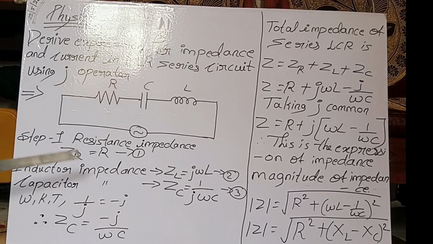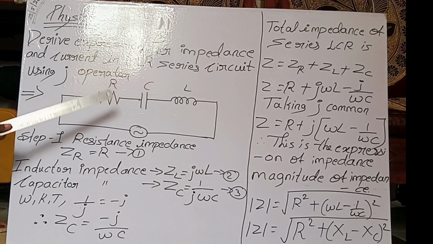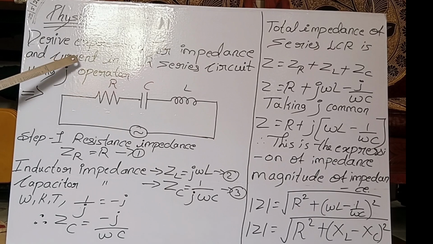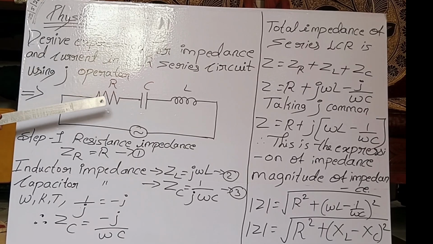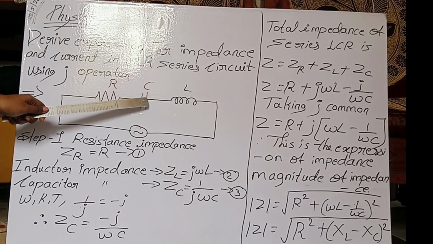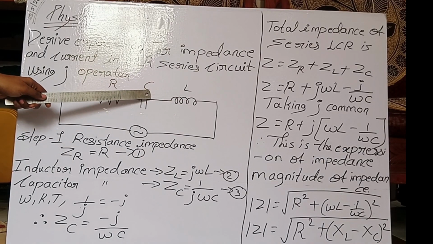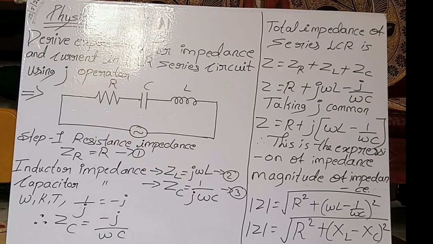First we will see how to derive the impedance equation using the LCR series circuit and the J operator. Then we are going to discuss the expression for current in the LCR series circuit using the J operator. This is our circuit, where you can see we are using a resistor, capacitor and inductor. Already we know the function of the resistor, the capacitor and the inductor.